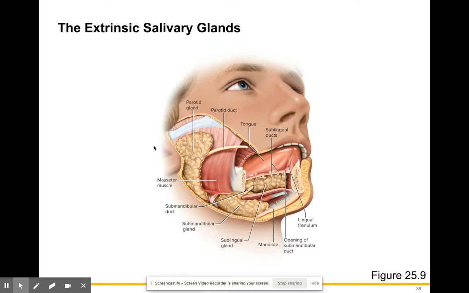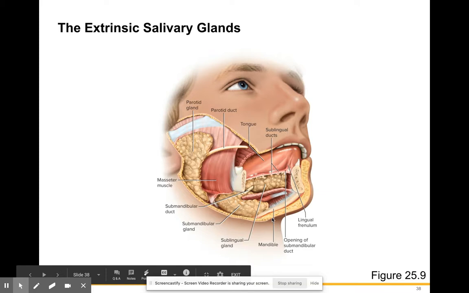Okay, here we have a picture of the different things. Here's the masseter muscle, this big cheek muscle that you have. Okay, this is the lower jaw, and on top of his lower jaw, he would have all his teeth. Okay, but this is showing you the frenulum, the piece that connects the tongue to the floor of the mouth. We have our mandible here, this piece of bone.